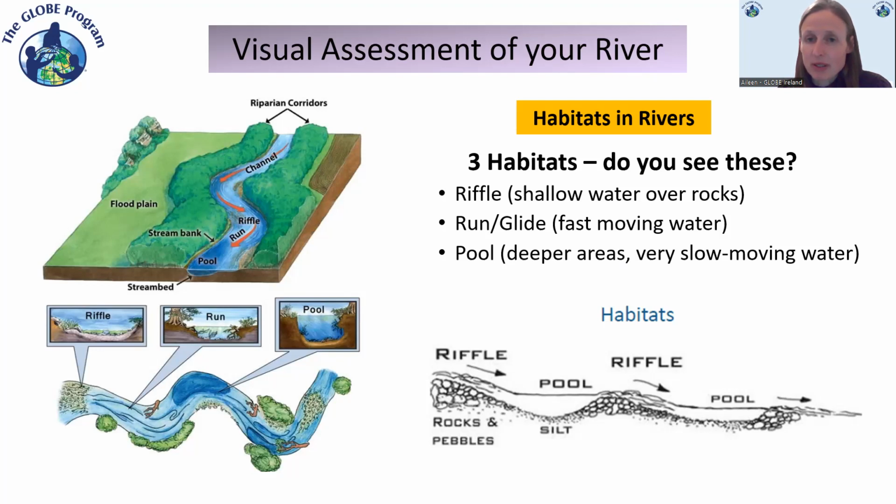We're looking for a riffle, which in general would be shallow water where you can see a lot of rocks and you get a little bit of turbulent flow. It's a really oxygenated environment. So it's often the place where you see a lot of creatures in the substrate below those rocks. And then there's the run or glide, which is the fastest moving part of the water column. And then those deeper areas with very slow moving water are the pools.